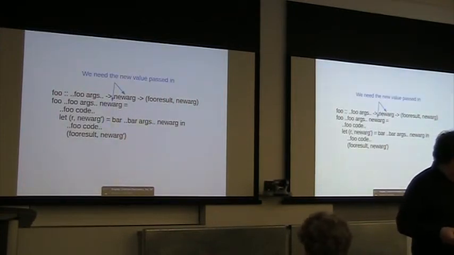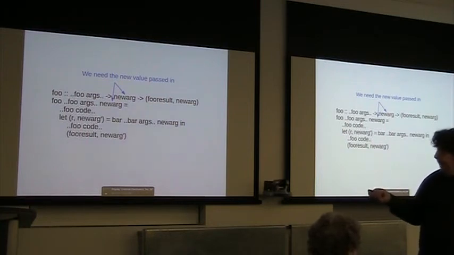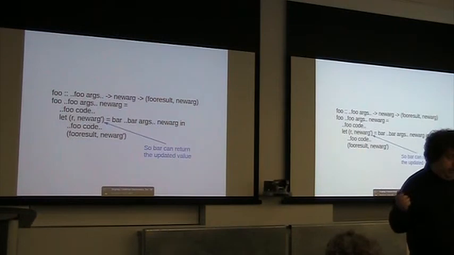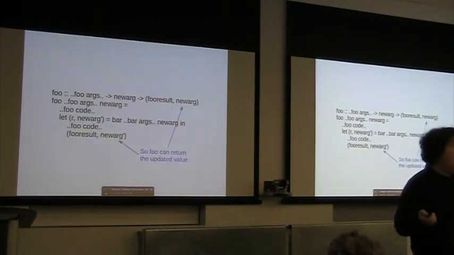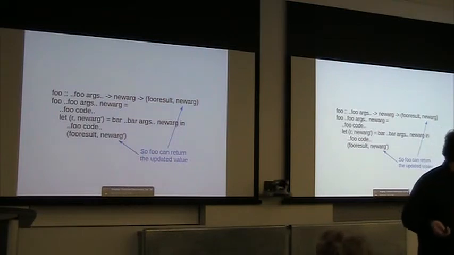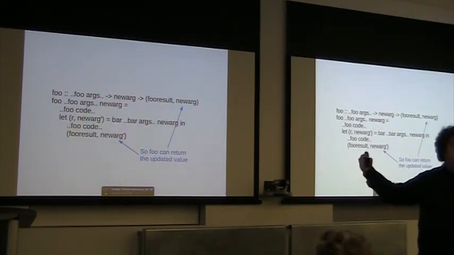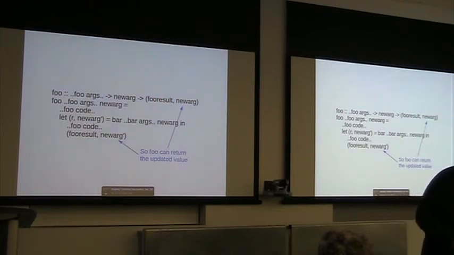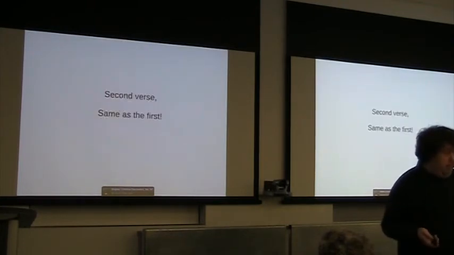So we need the new value passed in, so we can pass it into bar. So bar can return us the updated value, so that we can return it back up to where we were calling. This is even more ugly and even more error prone than the original example. So how are we going to solve this problem?